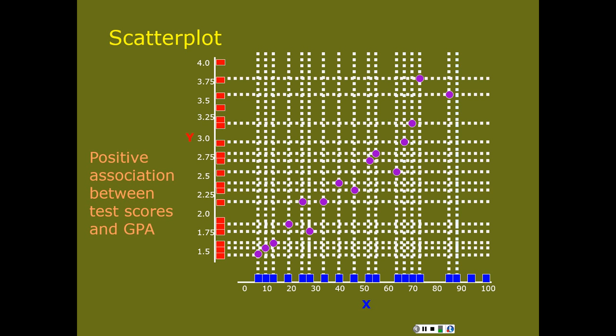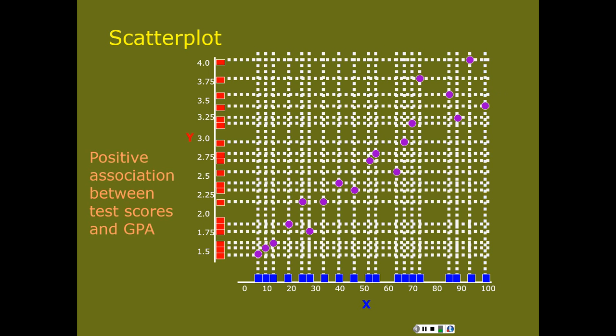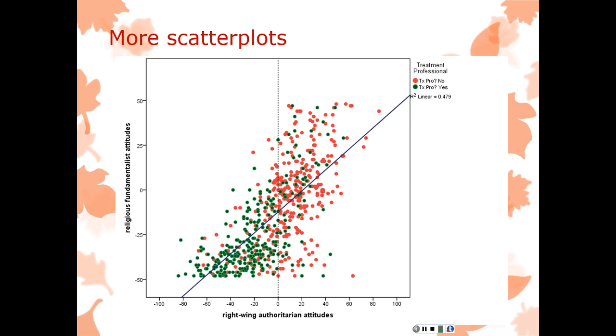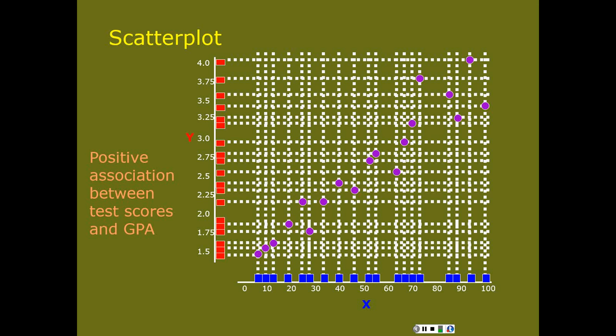So what we're seeing here is the classic positive association. The dots seem to rise upward and to the right in a nice straight line. So that's a positive straight line association. Positive because it's a direct relationship. As y gets big, so does x. As y gets small, x gets small.